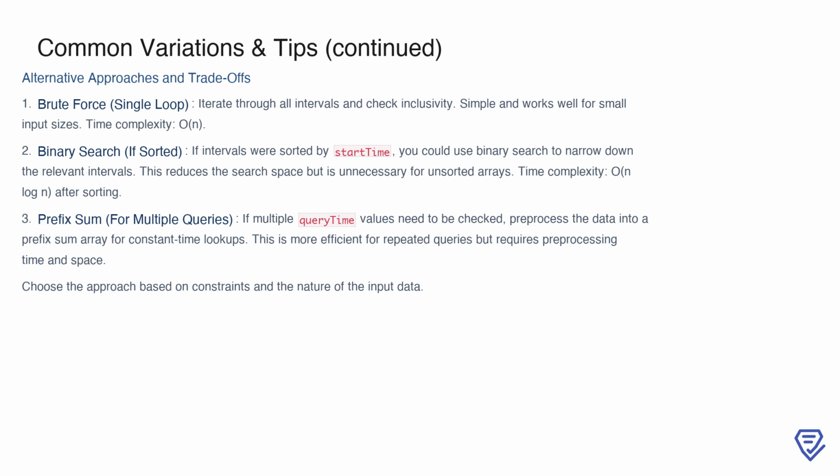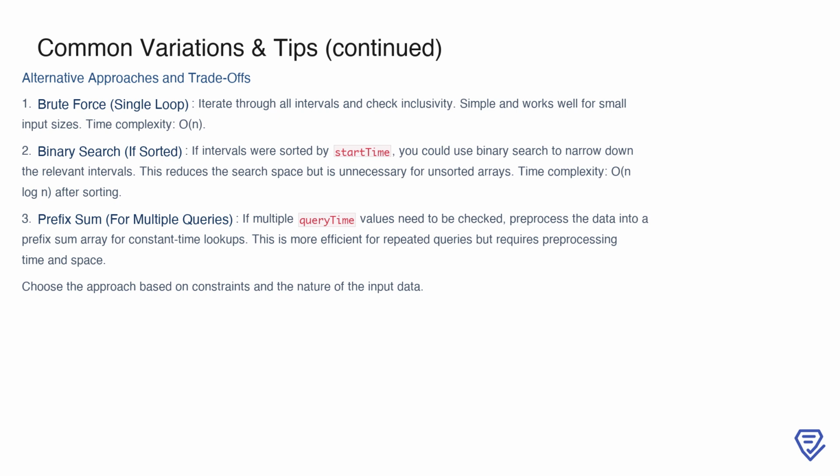Another method involves binary search, which is only applicable if the intervals are sorted by start time. By narrowing the search space to relevant intervals, this approach improves efficiency. However, for unsorted arrays, sorting the data beforehand introduces an O(n log n) overhead, making it less appealing unless sorting is already part of the problem's requirement.